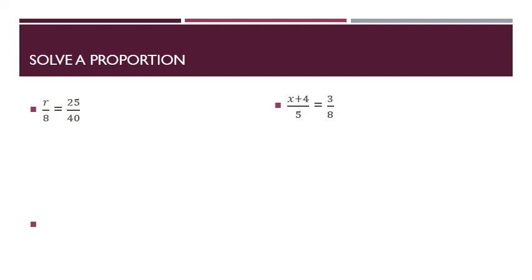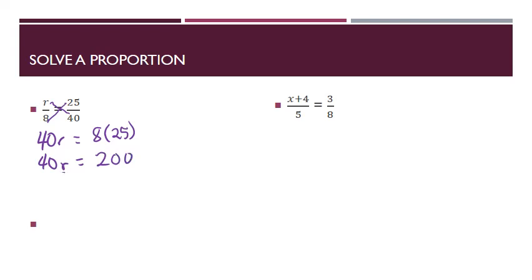So let's look at the one here on the left, where we've got a ratio of r over 8. So we've got a variable in our ratio, and it is set equal to 25 over 40. So I'm going to use my cross product method. I'll be multiplying 8 times 25 and 40 times r, and then solving for r. So let's see, we got 40r equals 8 times 25. And 8 times 25, 4 times 25 is 100. Another 100 make it 200.